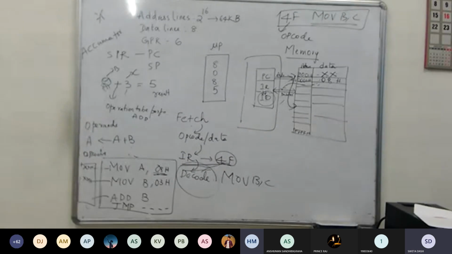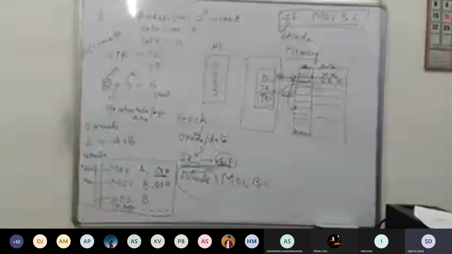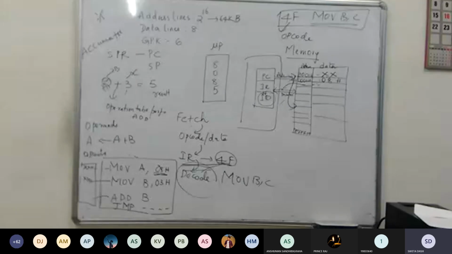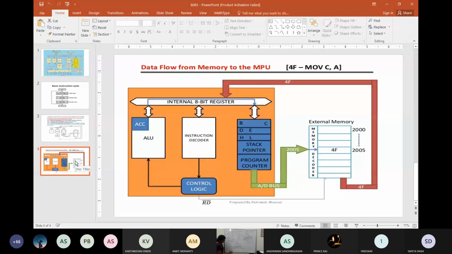Yes, ma'am. Ma'am, the JMP takes the location in which format? Yes, always jump here everything. If it is a memory location, that's why I wrote 1, 2, 3, 4, so you can understand it's a hexadecimal.